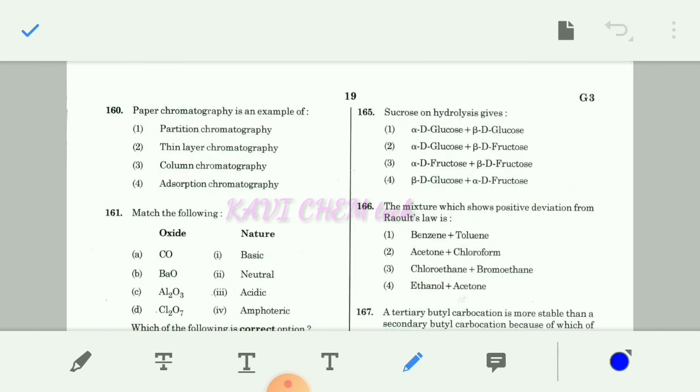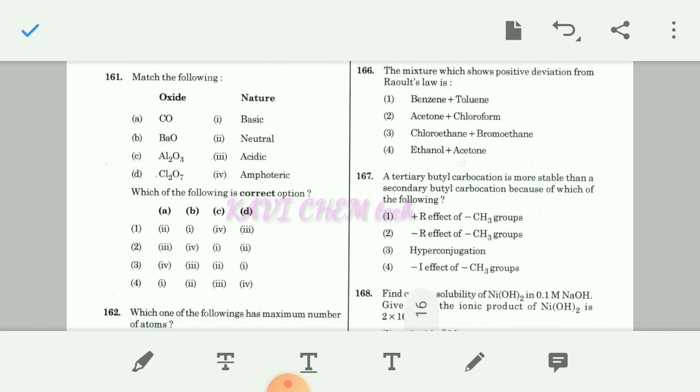Next, question number 160: paper chromatography is an example of partition chromatography. We have adsorption chromatography and partition chromatography. Here the stationary phase is a liquid, the water in the cellulose present in the paper, so it is partition chromatography. Next one, match the following.